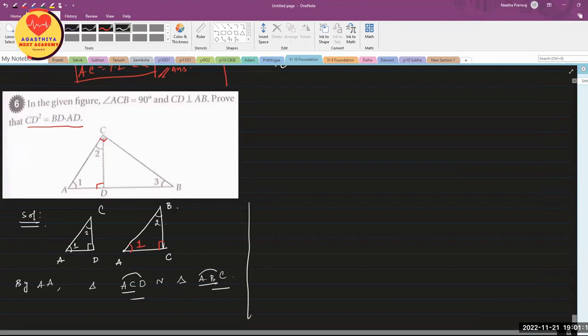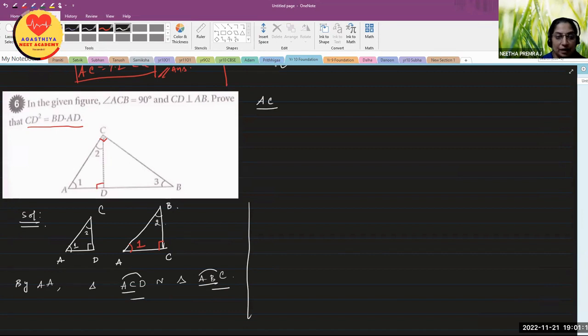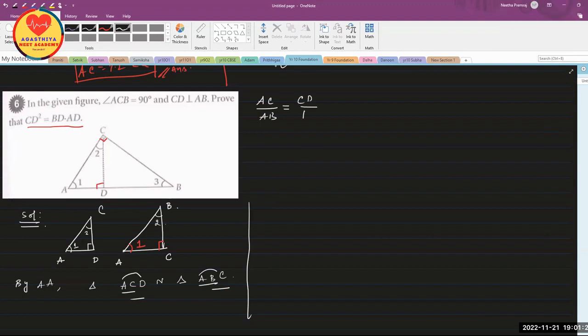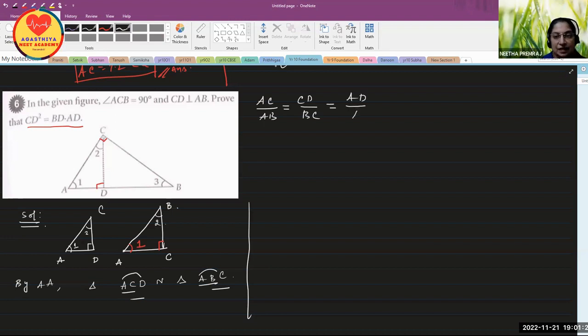Very good. So now you write AC by AB equals CD by BC, that is equal to AD by AC. Now what we want is CD square, isn't it? So how do we do that?